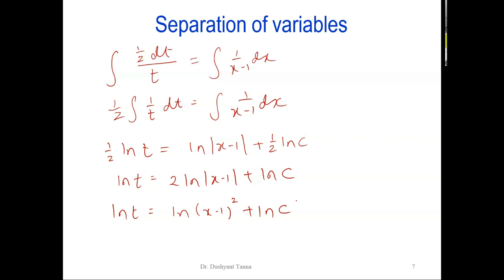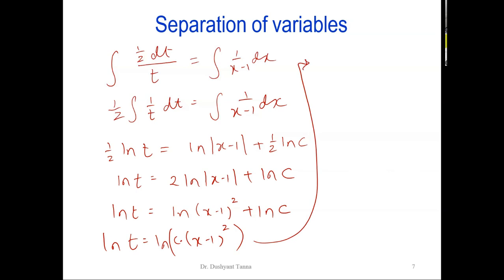Modulus is for the vectors. I don't want to confuse that. So absolute value and square is not required. Either you have absolute value or you have bracket and a square. Okay, right. Again, log property, addition can be multiplied. So ln x minus 1 square, I write like this, c times x minus 1 square, combining. And from there on, since it's ln on both sides, I can get rid of it. t is equal to c x minus 1 square.